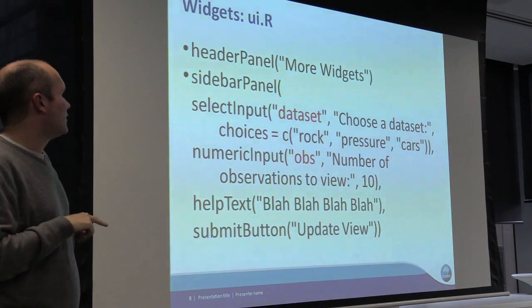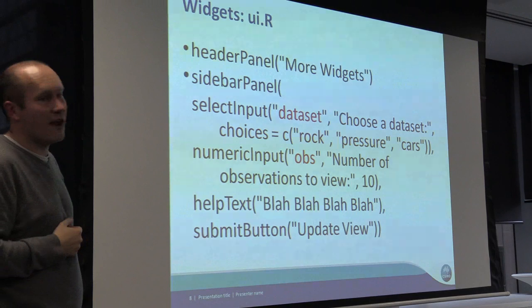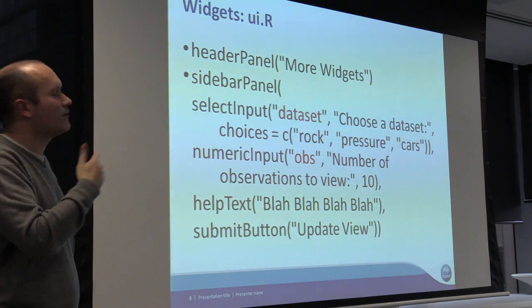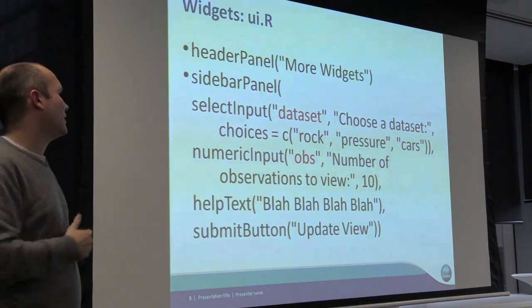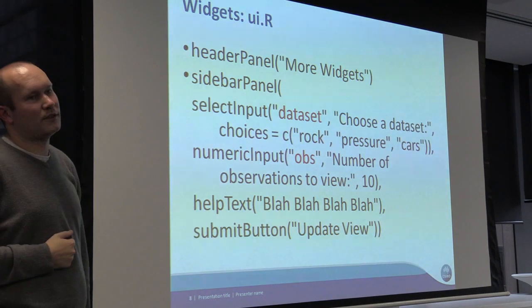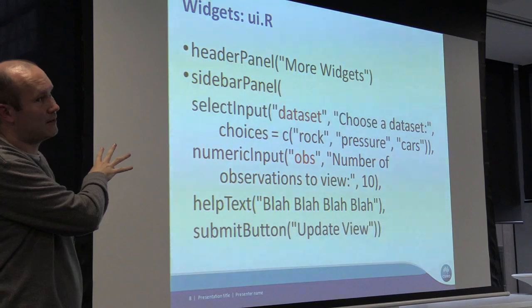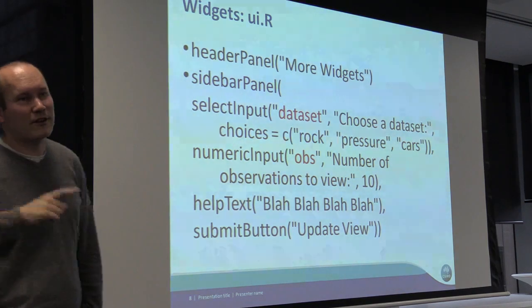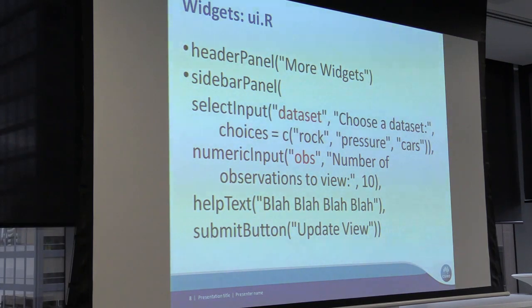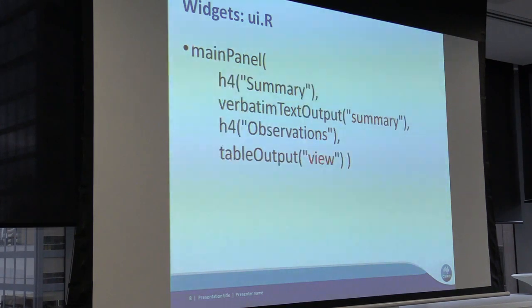The actual inputs you can see in red. They're the identifiers for those inputs. So you have dataset and you have obs. So they're the inputs. So that's the sidebar. We haven't got to the main panel yet. The main panel is coming up in the next slide.